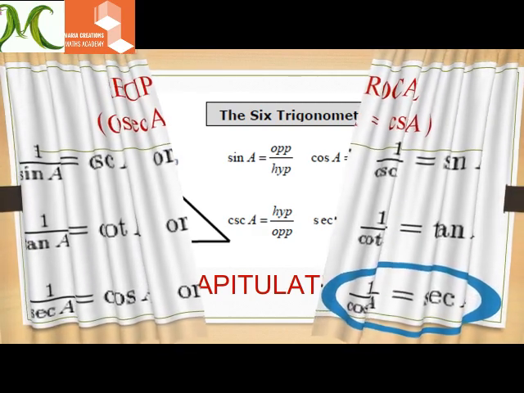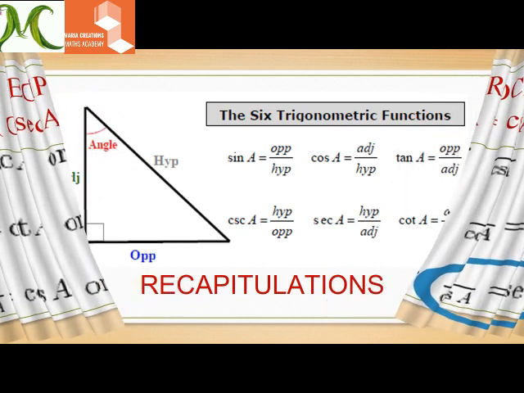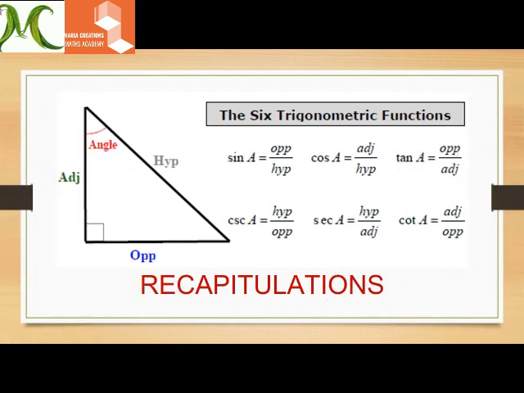Recalling these 6 ratios, sin A is equal to opposite side by hypotenuse. Cos A is equal to adjacent side by hypotenuse. Tan A is equal to opposite side by adjacent side. Cosecant A is equal to hypotenuse by opposite side. Secant A is equal to hypotenuse by adjacent side, and cot A is equal to adjacent side by opposite side. I hope all of you might have understood these 6 trigonometric ratios.